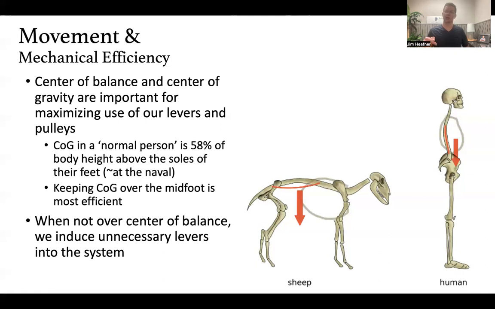It's weaker because those muscles aren't as well designed as the glutes and the low core to hold your skeletal system into position. And then if you're repetitively using one pattern, the opposite pattern gets weakened or pulled on. When you're not over your center of balance, we start inducing extra unnecessary levers into the system.